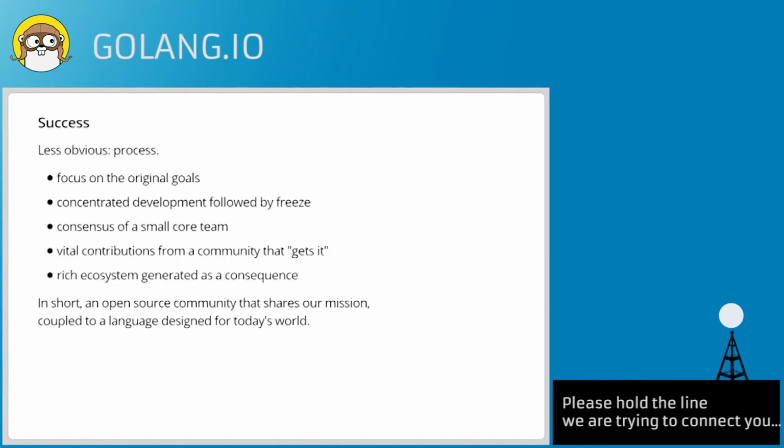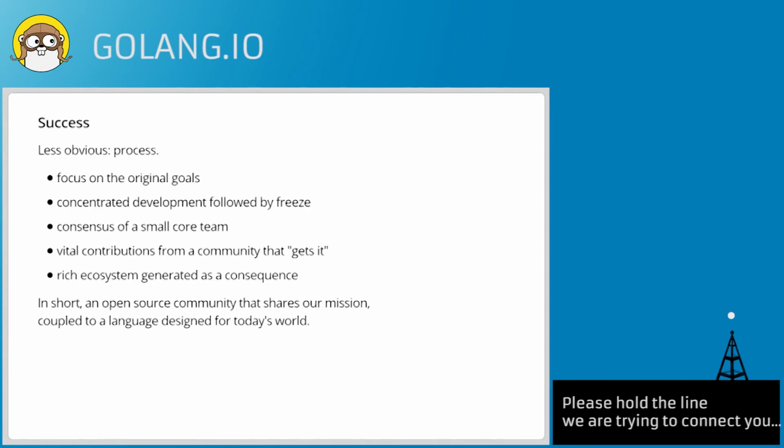So less obvious than those things I just listed is sort of the process by which Go came to be. We started with the idea that we needed a language to make it easier for us to get our jobs done. And our job is writing server software. And so we stayed focused on that idea. We're trying to solve the problem of writing server software.